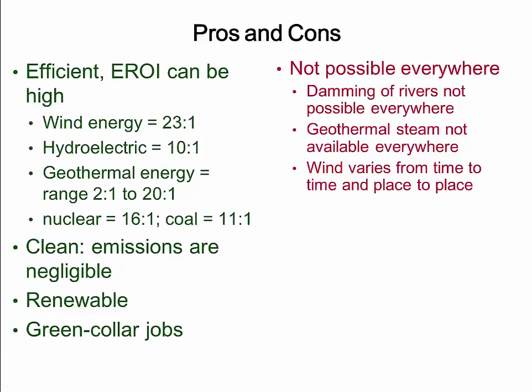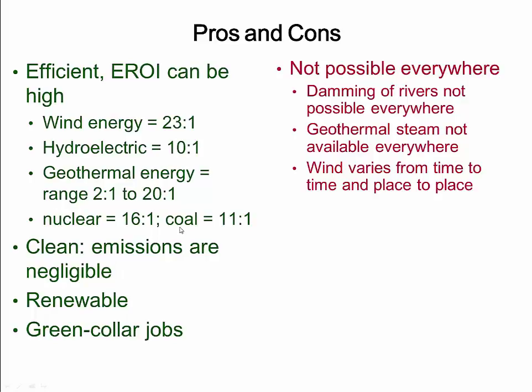There are benefits and drawbacks. EROI can sometimes be pretty high for some of these forms of renewable energy. It can be pretty efficient. Wind energy has an EROI of 23:1, which means for every unit of energy invested, we get back 23 units of energy. Hydroelectricity has an EROI of 10:1. For every unit of energy invested, we get 10 units of energy. Geothermal energy, depending on where we are using it, can be pretty low, 2:1, to pretty high, 20:1.